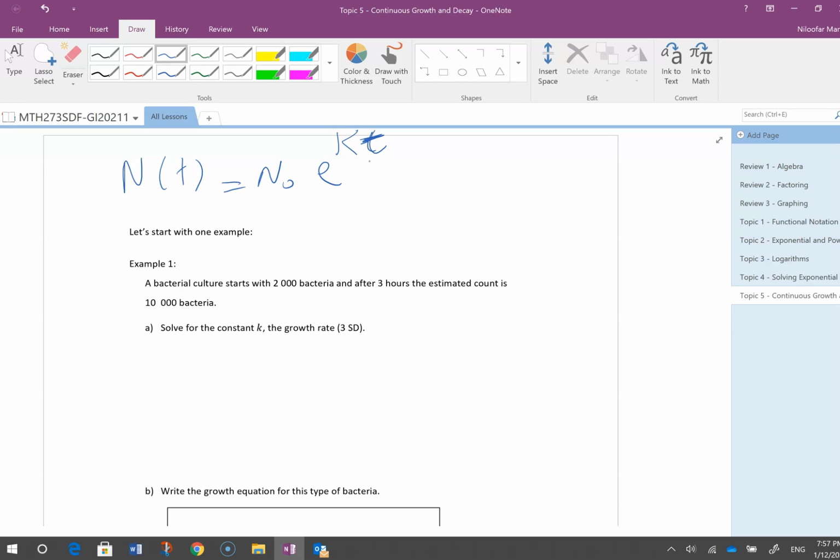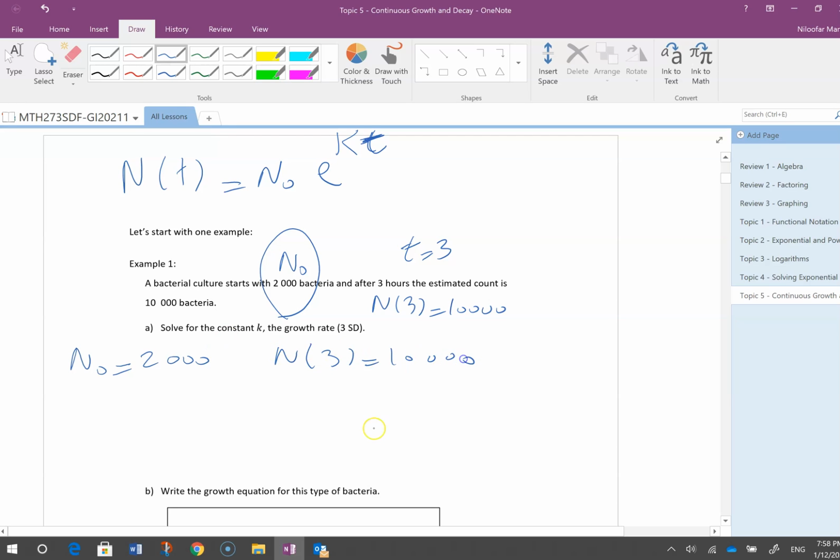A bacterial culture starts with 2000. So this is N0. After 3 hours, that's t equals 3, and I told you t is changing, N(t) is calculated. After 3 hours we have 10,000, so N(3) is 10,000. Solve for the constant k. So N0 is 2000, N(3) is 10,000. I want to find k, so I need to use t equals 3, because I just have that information.